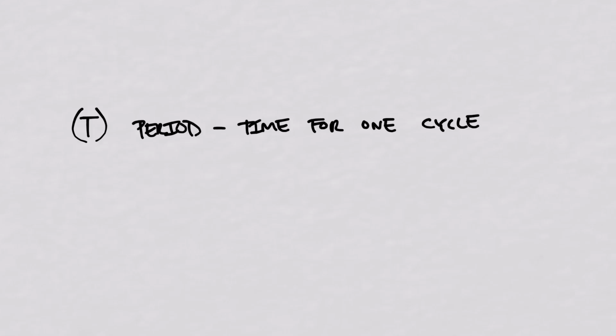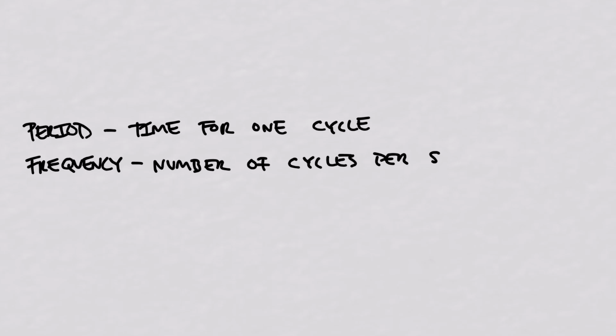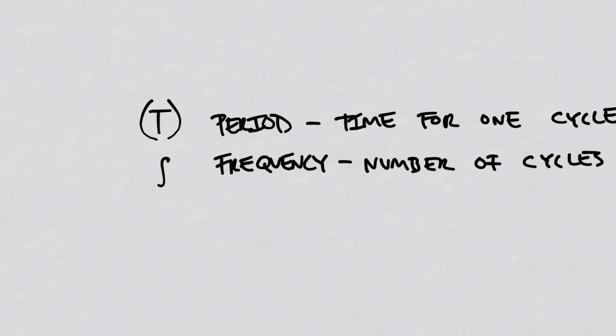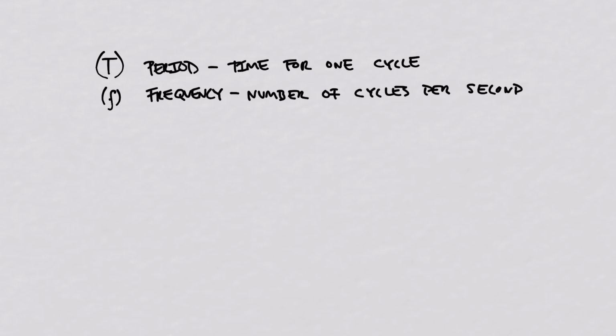And then you know the frequency to be the number of cycles per second. And the variable for the frequency is going to be f right there. Okay, so right away you can see there's a relationship between the period and the frequency. The period is the time for one cycle, and the frequency is the number of cycles per 1 second.